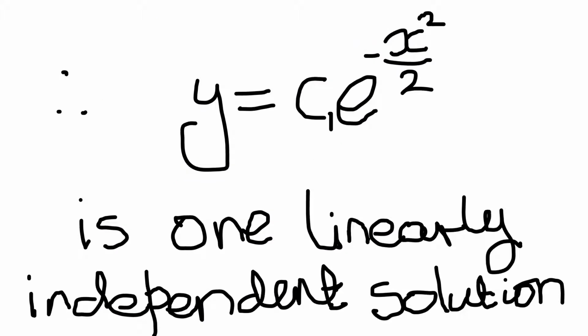This means that y equals c1 e to the minus x squared over 2. I've just put another arbitrary constant in there. So y equals c1 e to the minus x squared over 2 is a linearly independent solution. That is a particular solution that works because it equates the original equation to 0 as it should.